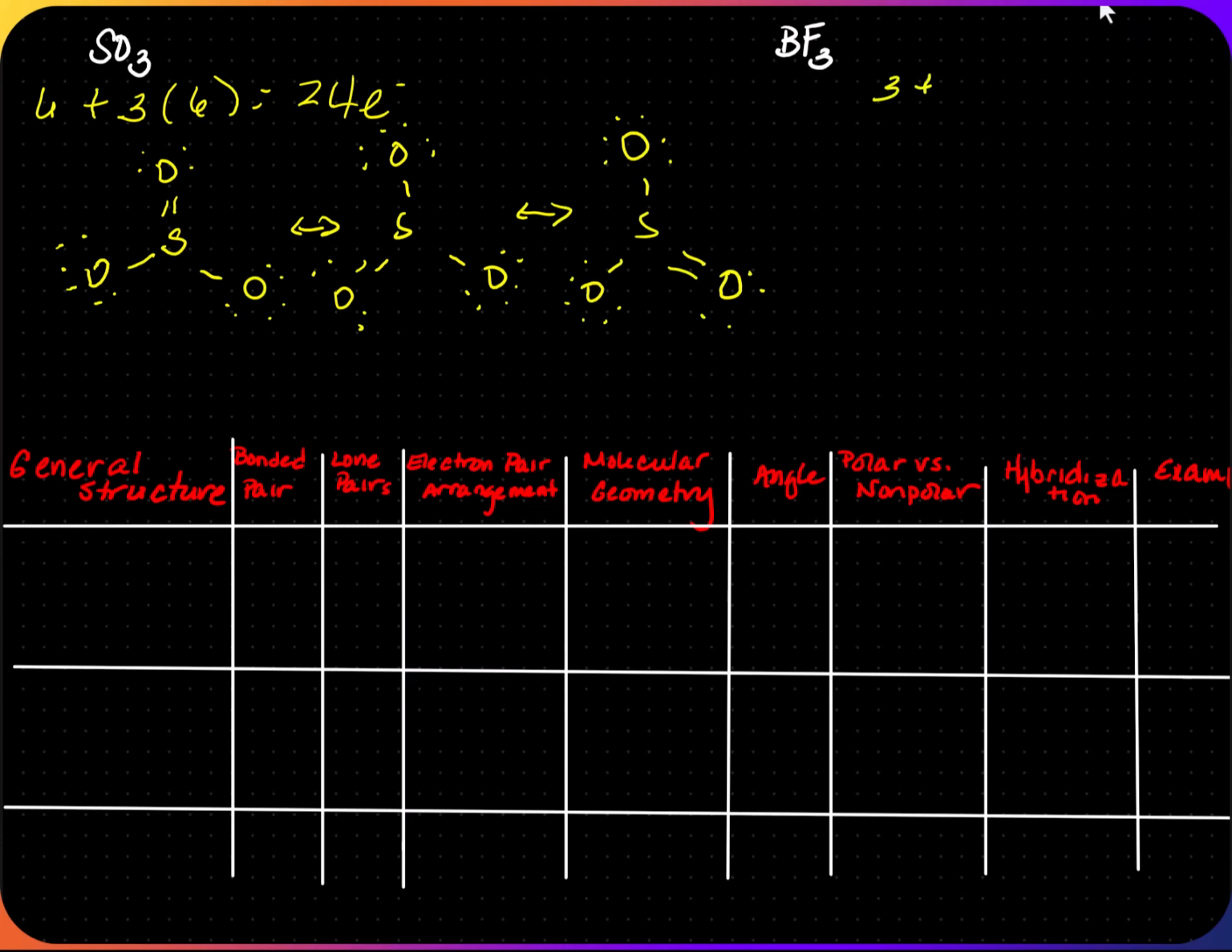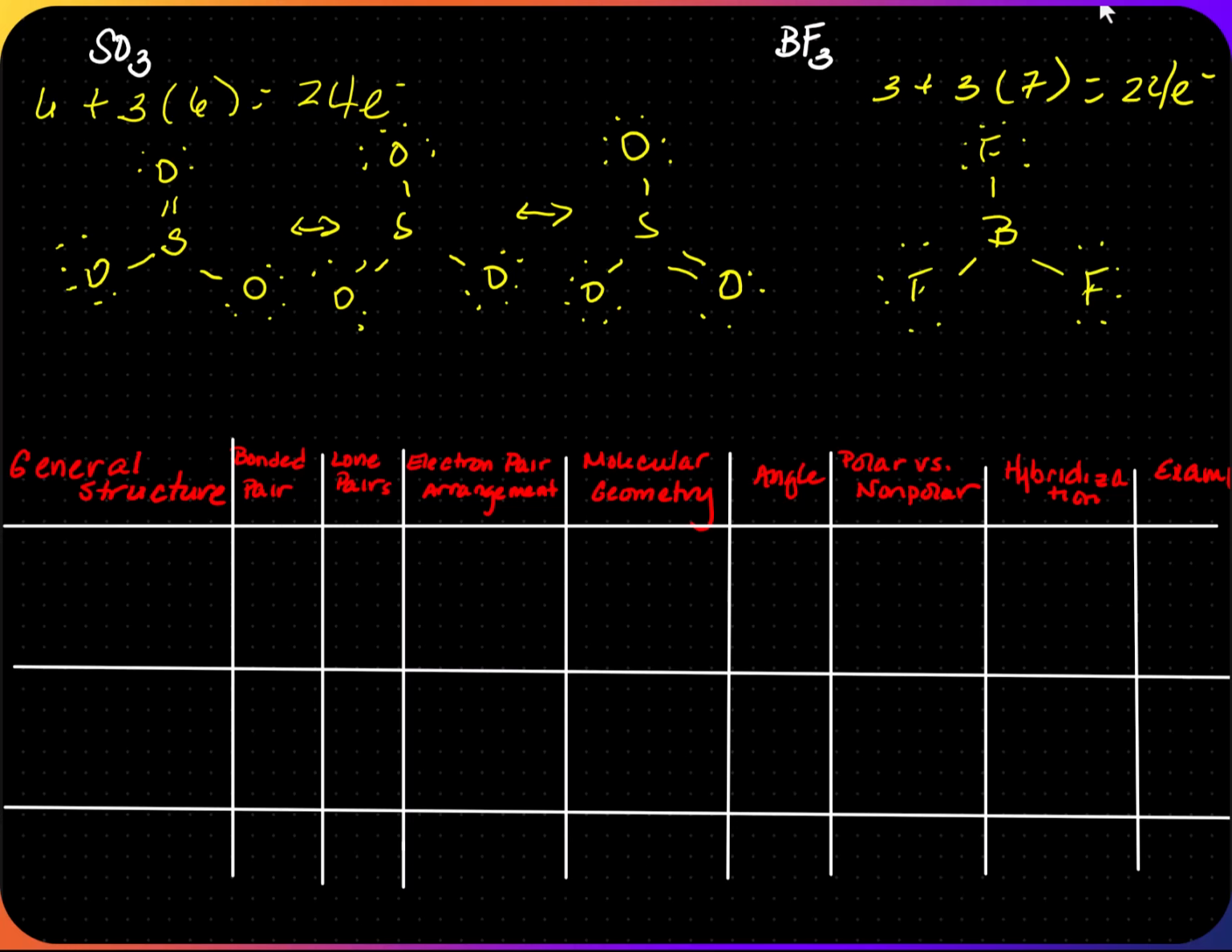BF3, we drew this one in class too. It's 3 plus 3 times 7 from the fluorine. This one also has 24 electrons. My central atom is boron because it's the least electronegative. And when we drew it, boron will not fulfill the octet rule. It will have less than the octet.